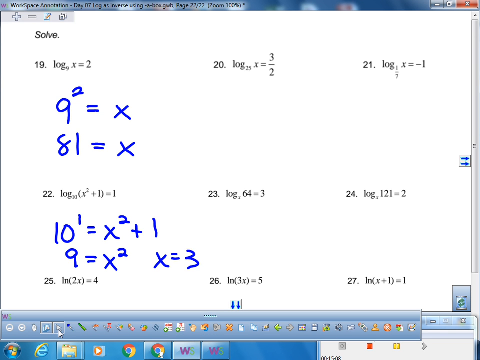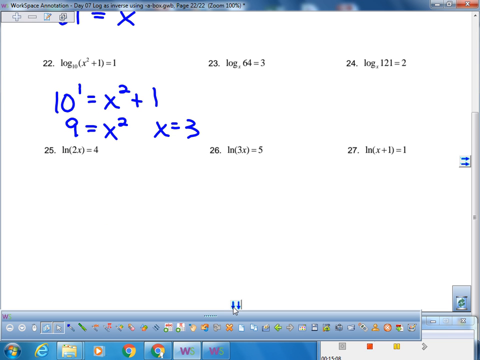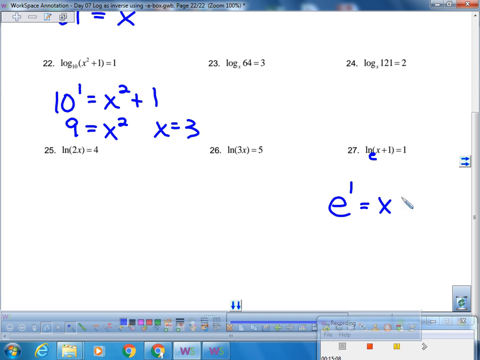Okay, so this one. Remember, this has a base of E. ln always has its natural log. It has a base of E. So it's E to the 1 equals x plus 1. So x equals E minus 1. That's all you can do. Will we talk about what E is? Yes. Okay. You're just solving for x.